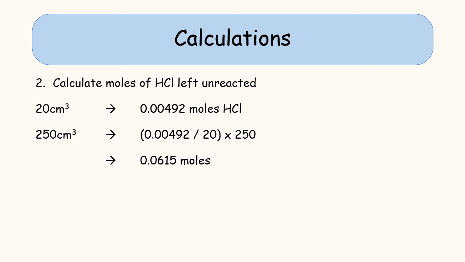0.0615 moles. Now, we don't need to change that at all because the number of moles in our 250 cm³ is exactly the number of moles that we had at the end of reaction. Because all we did was dilute it, so we changed the concentration, but the number of moles stays the same. So 0.0615 was our excess unreacted hydrochloric acid.